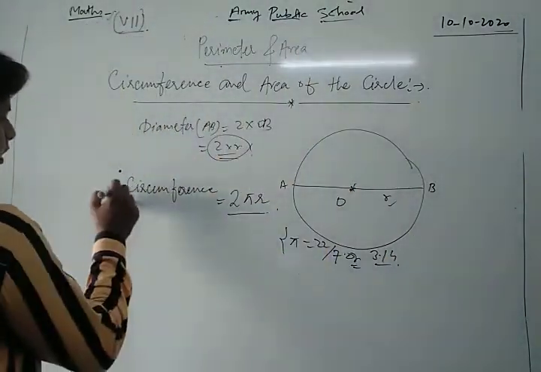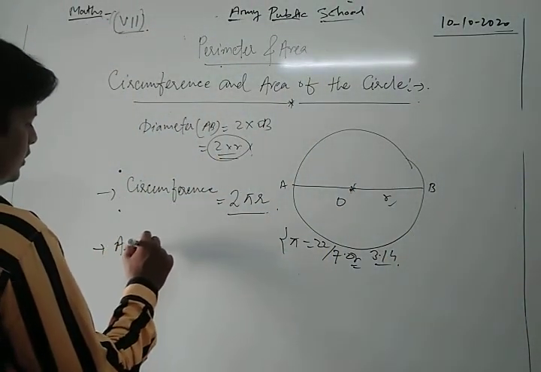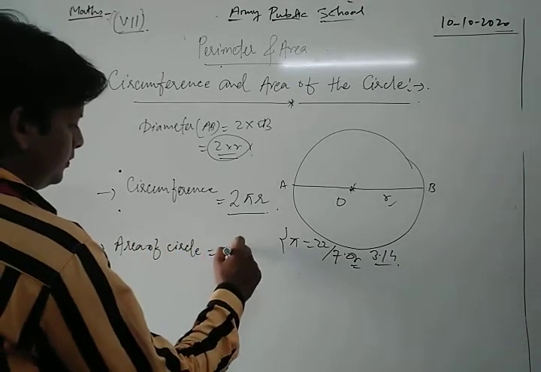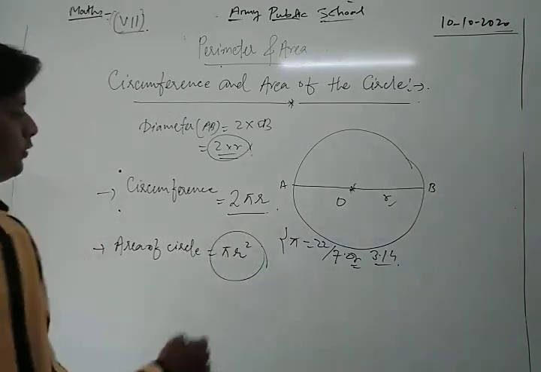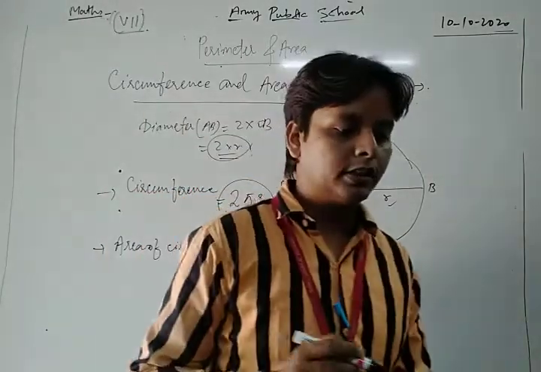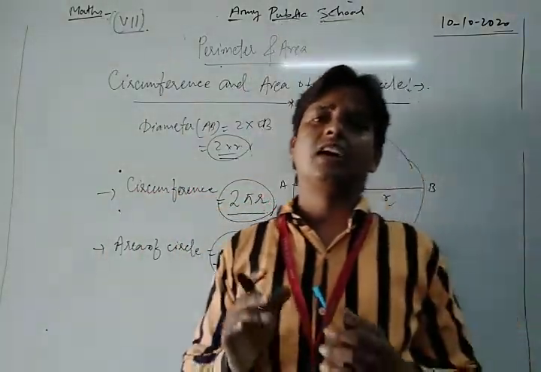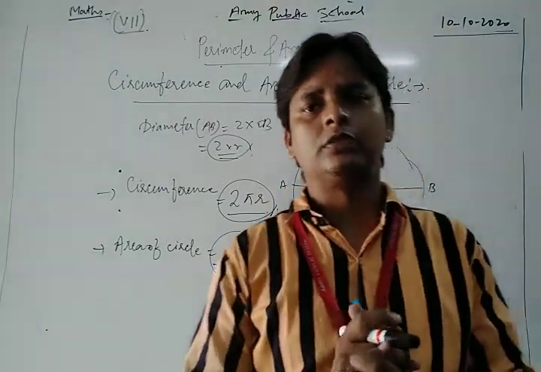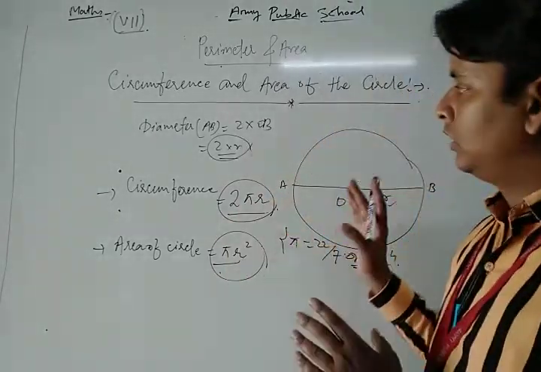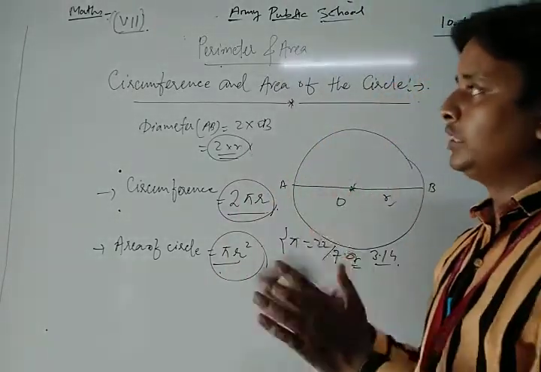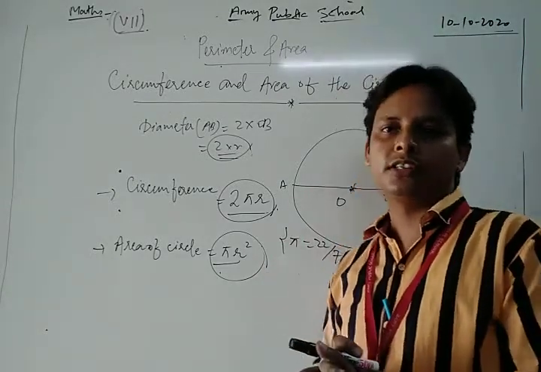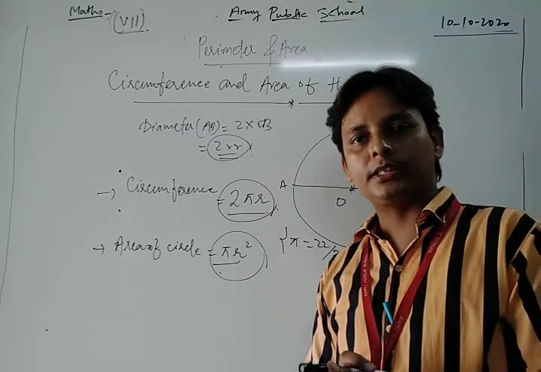Now this is the circumference of circle, and the second one is area of circle. Area of circle is what? Pi r square. This is the formula for the area of circle and this is the formula for the circumference of circle. Thus, dear students, in this way we discuss all the geometrical figures which are involved in your chapter, and all the formulas related to each and every geometrical figure. Now we take and solve some important questions of your NCERT exercise based on perimeter and area.